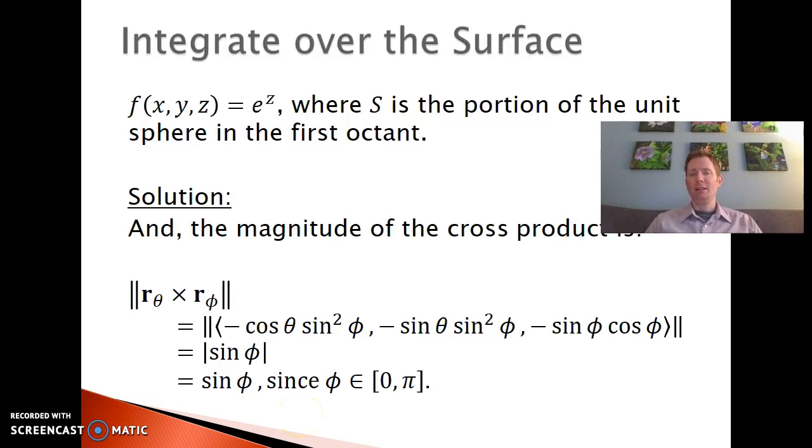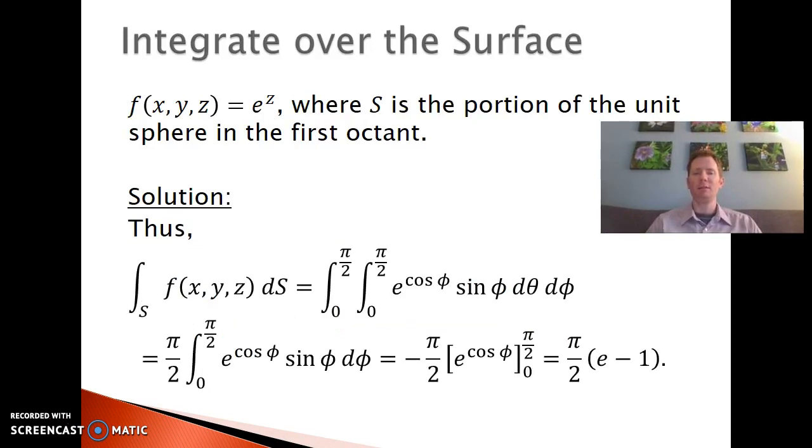The last step is to actually set up the surface integral. So we're going to change from the integral over S of f of x, y, z dS into a specific double integral. In general, this is what we're doing, and then here are the specifics to our particular problem. We switch to a double integral, and we're going to now integrate with respect to theta and phi. The integrand, rather than being e to the z, becomes e to the cosine phi, because that is what z was equal to in our parameterization of the unit sphere. Then we added in the extra factor of sine phi, which came from the magnitude of the cross product of the two partial derivative vectors.